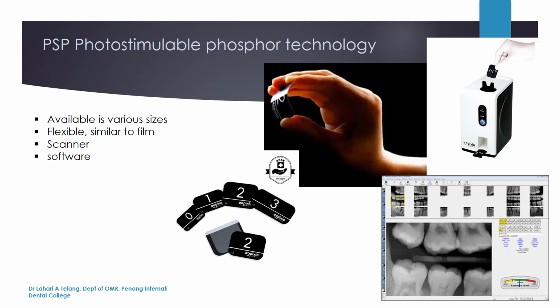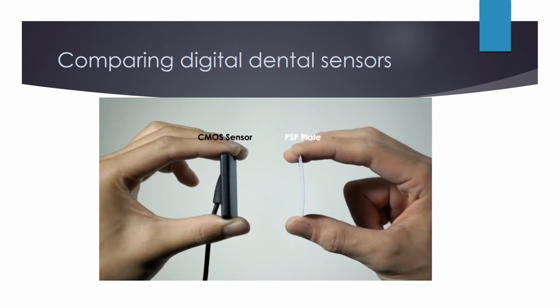It can be reused, and you get the image within 10 seconds on your screen. So the technology is slightly different in the PSP, photostimulable phosphor technology. If you were to compare both types of digital sensors which are commonly available in the market, a CMOS sensor would be slightly thicker and more rigid in comparison to a PSP plate, which is thinner, film-like, and more flexible. But nevertheless, both of them are very popular, have their own advantages, and are easily accepted by patients.